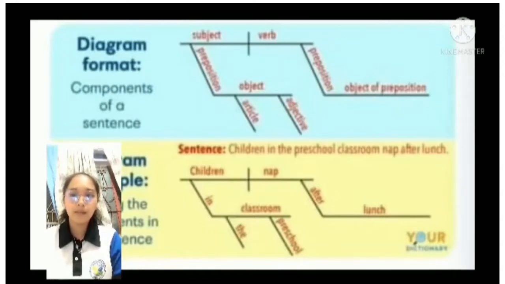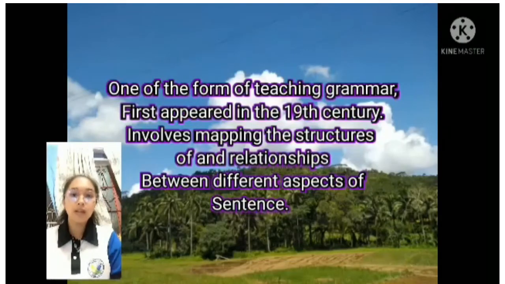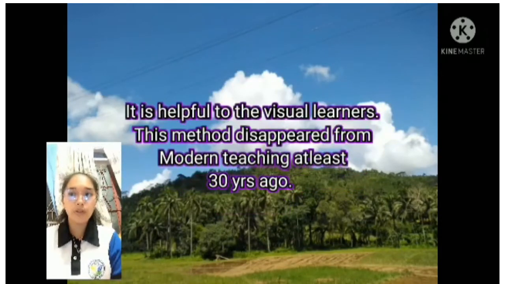Diagramming sentences. One of the older forms of teaching grammar, diagramming sentences first appeared in the 19th century. This method involves visually mapping the structures of and relationships between different aspects of a sentence. Especially helpful for visual learners, this method disappeared from modern teaching at least 30 years ago.